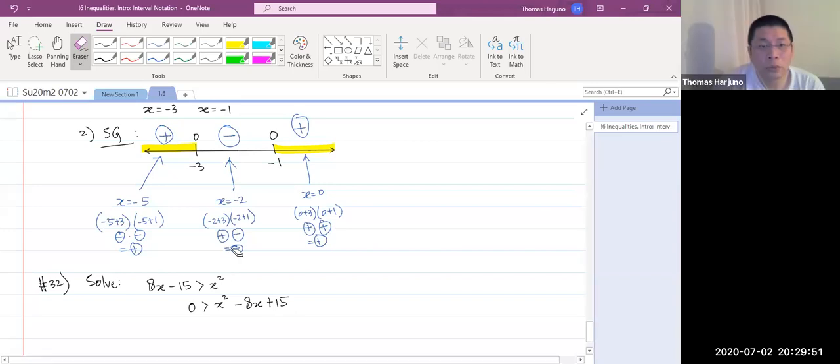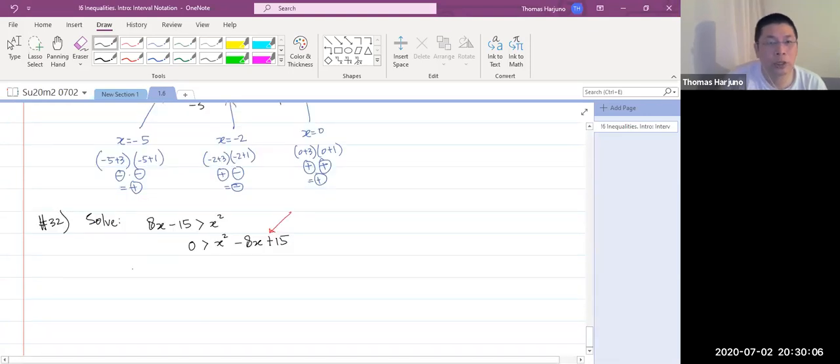Okay, let me continue. I made a mistake earlier here. I wrote it as a minus. It's supposed to be plus. And thank you to Kristen for correcting me. Yeah, it should be plus there. Then let's see how we approach this solution.